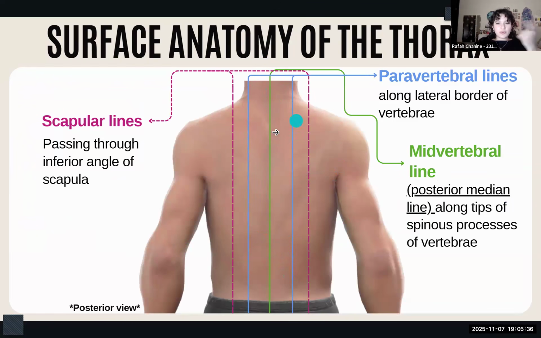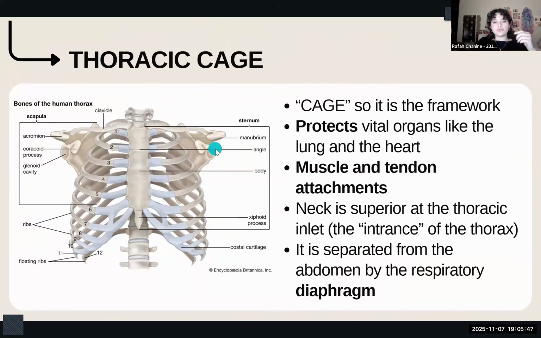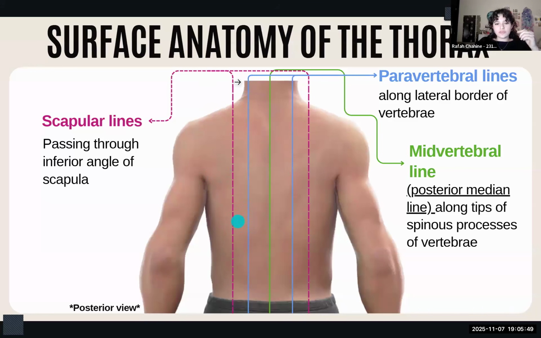Okay. Then next to it, we have the paravertebral lines. Again, anything para means next to. And along the lateral border of the vertebrae, we're going to see that later on. And then if you remember the scapula or the shoulder blade, if I were to run a line down the inferior border of it or the inferior angle, we would call that the scapular line.